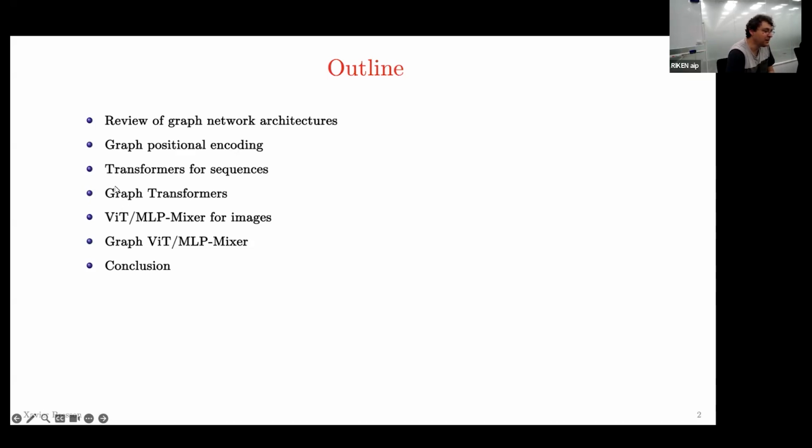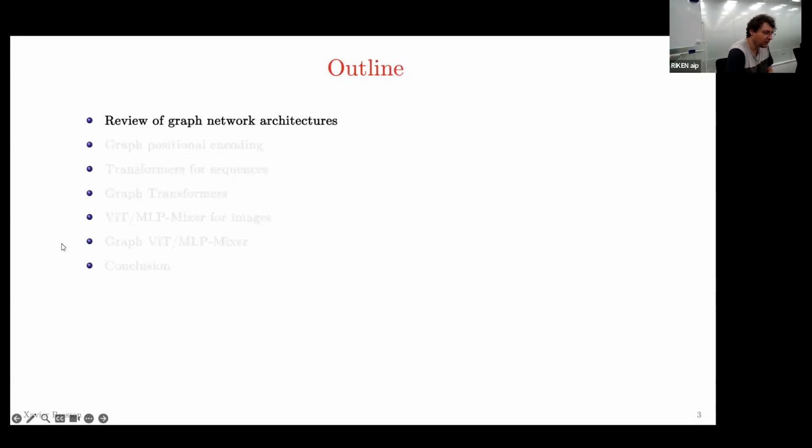And then I will move to something that is interesting for us, which is graph transformers. So this is an architecture we developed in 2020, and now it has been used like a backbone for biology. There are still some limitations with graph transformers, so I'm going to show you how we can go beyond this limitation, where we develop a graph vision transformer, or MLP mixer. And I will conclude.